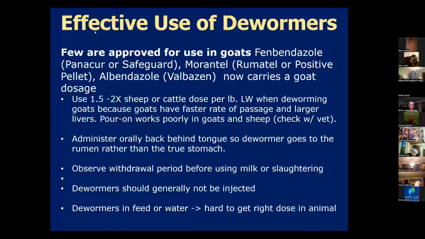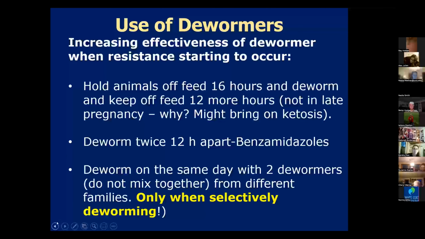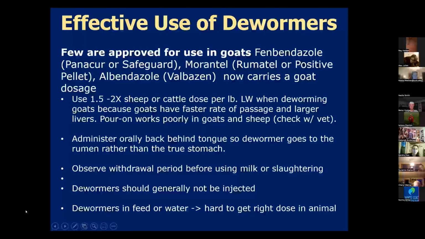And you want to give them behind the tongue so that the dewormer goes to the rumen. If it goes towards the front of the tongue, the animal has the opportunity to go, this tastes awful, and have a gag response. Just like in a baby animal, where liquids are shunted to the true stomach, a gag effect will cause that dewormer to be shunted to the true stomach. Sorry. Okay, yeah, if you can go back. If it goes to the true stomach, it breaks down really quickly in the acidity there. So you're usually wanting it to go to the rumen first, so it lingers in the animal longer. And then, of course, observe the withdrawal period.